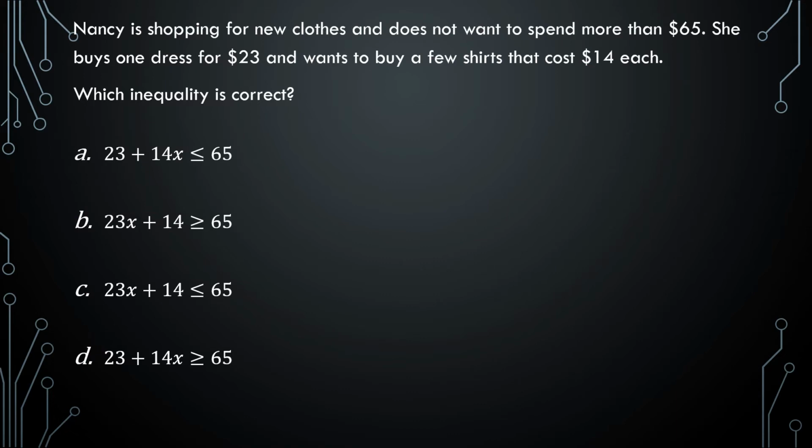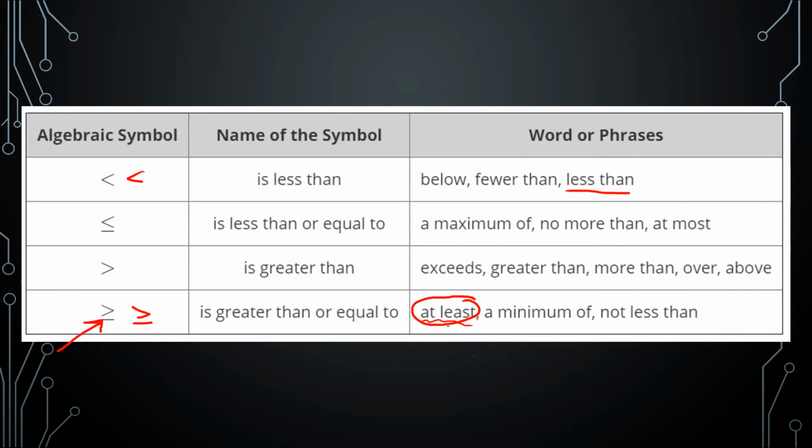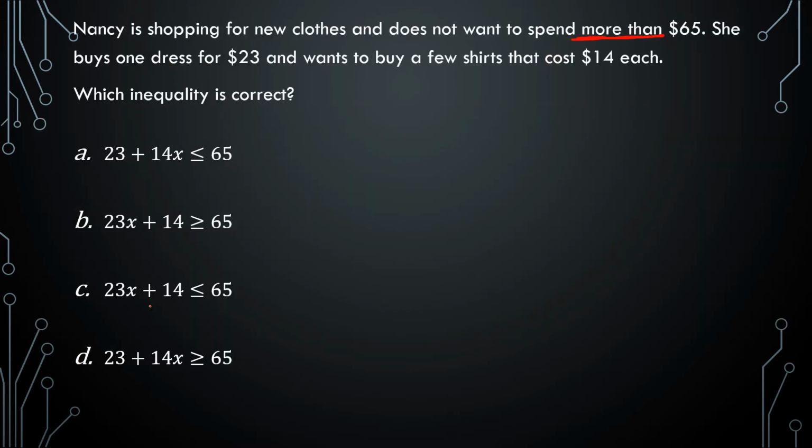Alrighty, Nancy is shopping for new clothes and does not want to spend more than $65. So more than $65. Let's look here where I find more than. Here's more than, and I want to use the greater than symbol. So I'm going to use this greater than symbol, and it looks like or equal to, because those are the only answer choices I have. So these two facing the opposite direction are out.